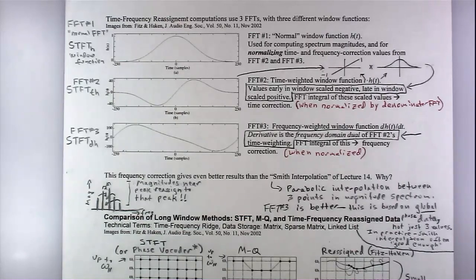The top window gets you your magnitudes. The middle window is in that equation together with the top window results, top window just being used to normalize it. But the middle window gets you time reassignments for every magnitude you've got. And the bottom one gets your frequency reassignment for every magnitude you got. All right? Very cool. Okay, so that's enough of that.